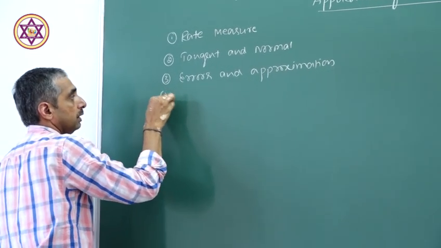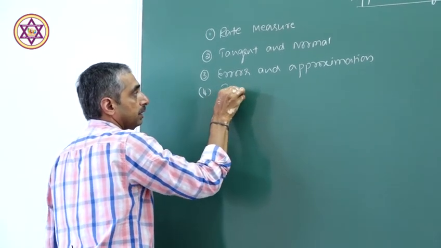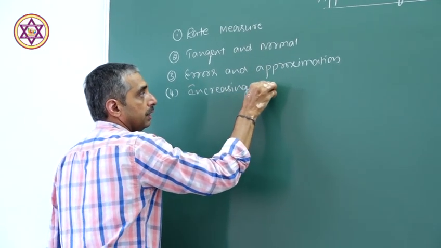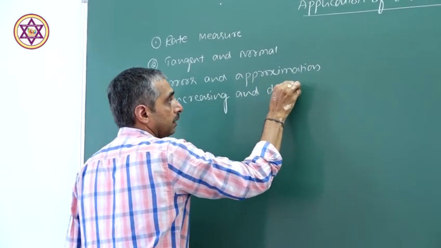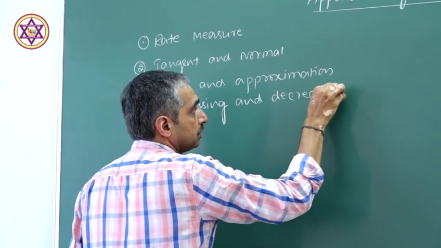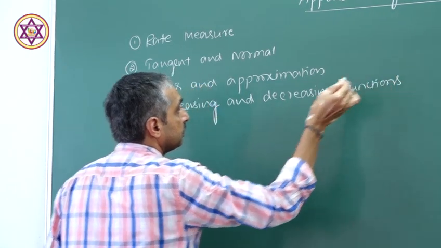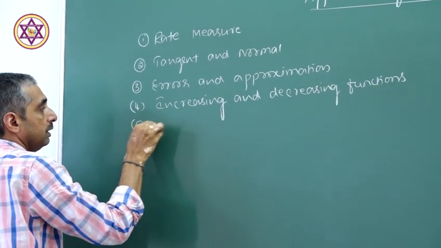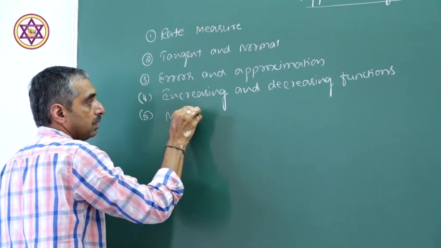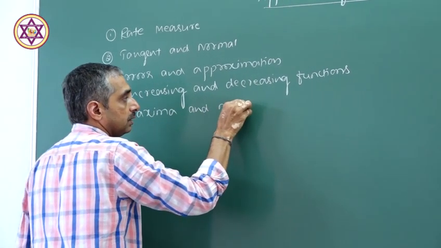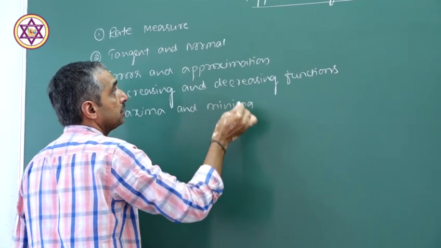And the fourth one is increasing and decreasing functions. And finally it comes to maxima and minima. These are the 5 different chapters you are going to study.